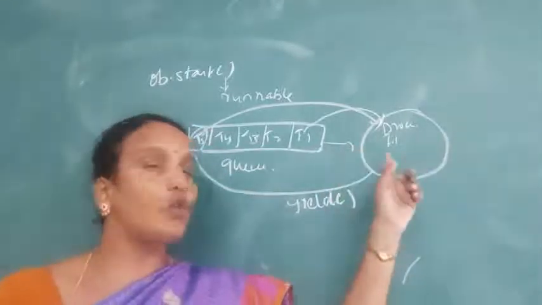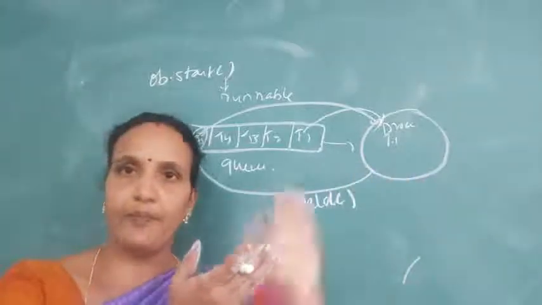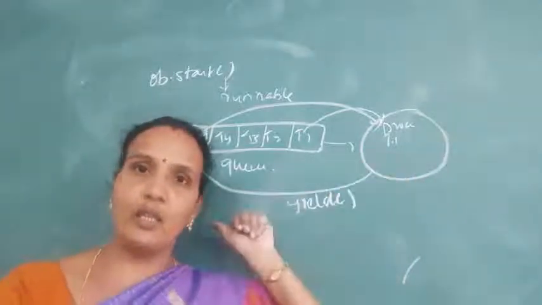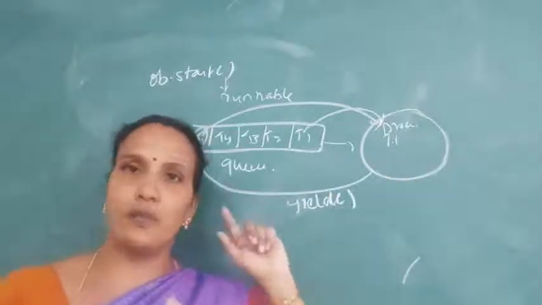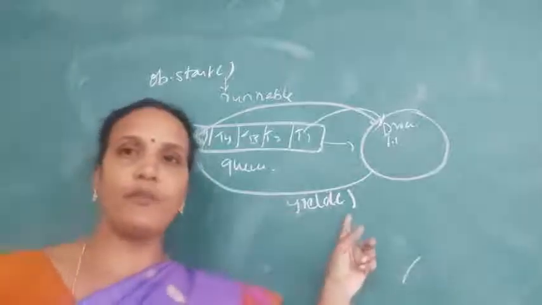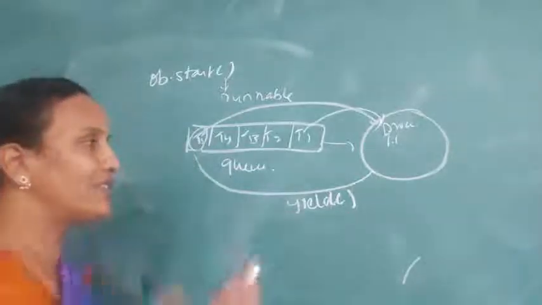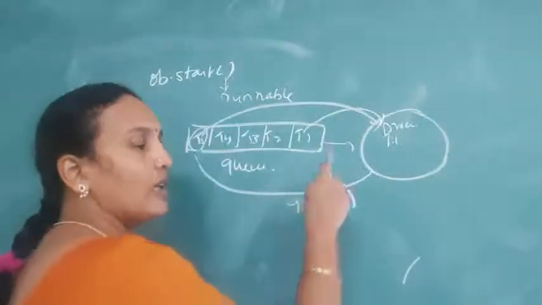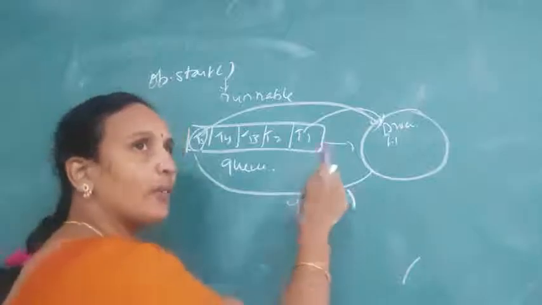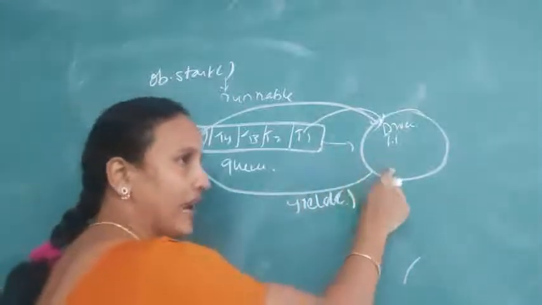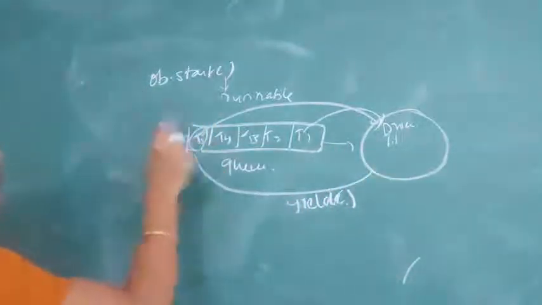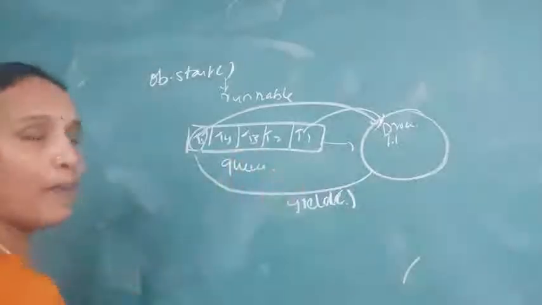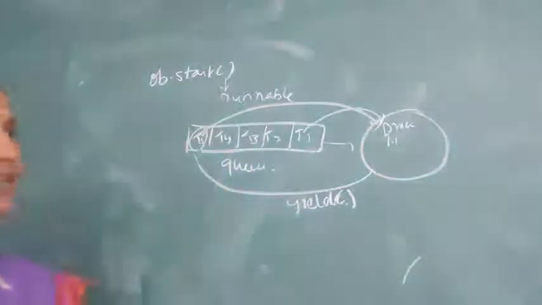So if you want to move the thread which is in the processor to the queue, it is possible by using the yield method. Okay, understood? So this method changes the state of the thread, meaning whichever thread is in the running state will be moved into the runnable state by using the yield method.